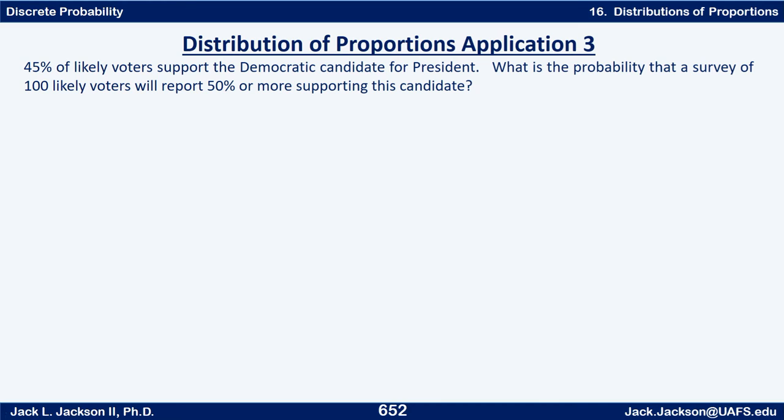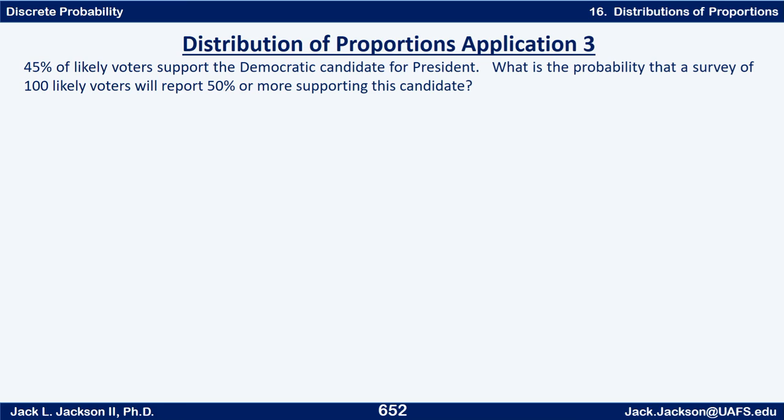Okay, another application. 45% of likely voters support the Democratic candidate for president. What's the probability that a survey of 100 likely voters will report 50% or more supporting this candidate? Work this out on your own. Come back when you're ready.